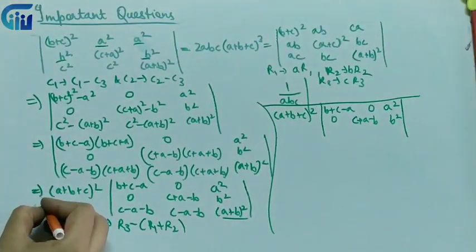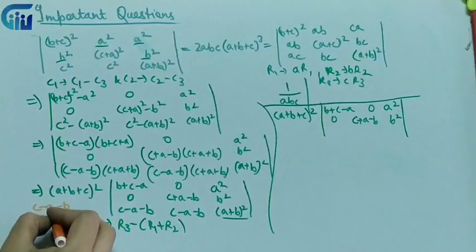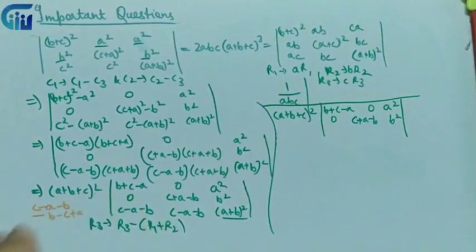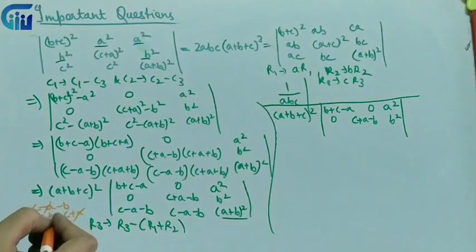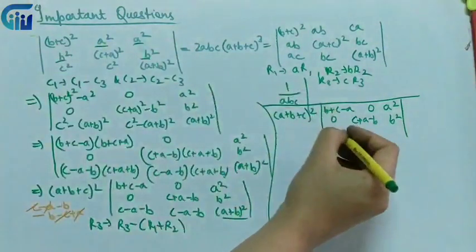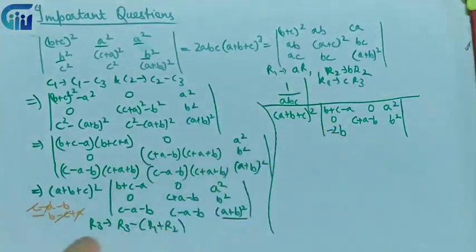We will get C minus A minus B minus C plus A, after applying the negative sign also. So I'll just simply cut A and C and C. So what I'll have is minus 2B. So I'll write it over there. This is minus 2B.